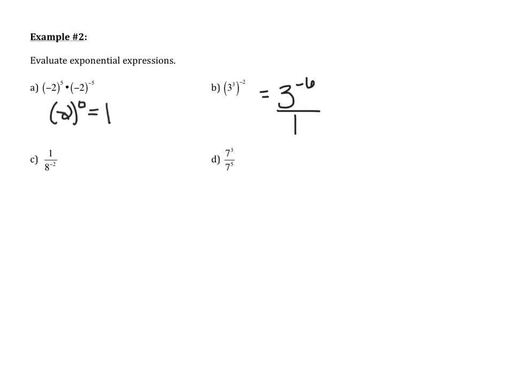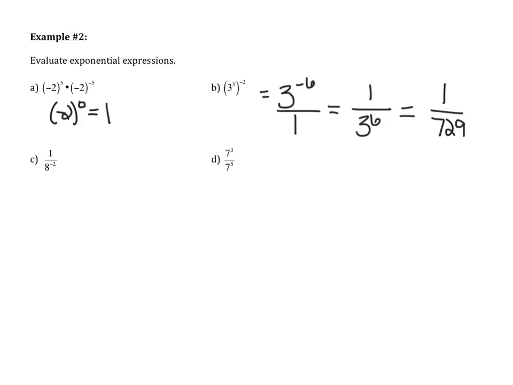So I have a negative exponent in the numerator, so I'm going to put it in the denominator and make it positive, which means a 1 should go on top. And so I would just need to multiply that out. 3 to the 6th is equal to 729, so I'd have 1 over 729 as my final answer.